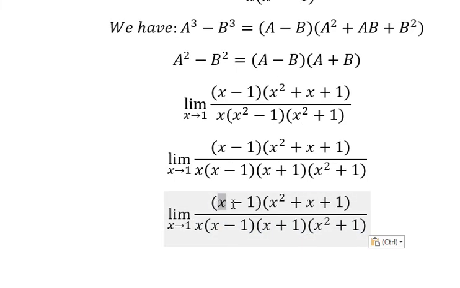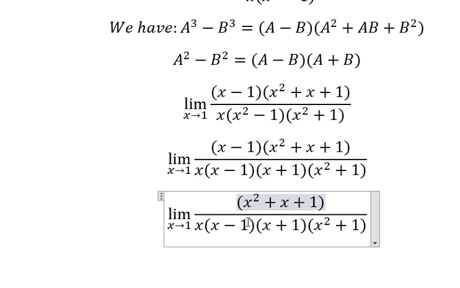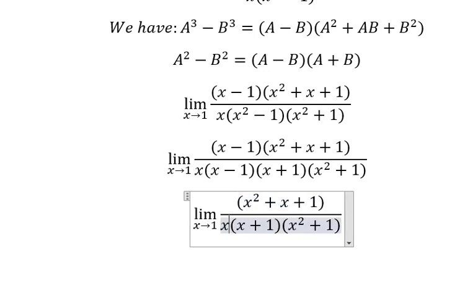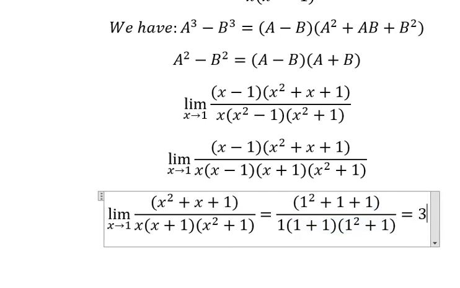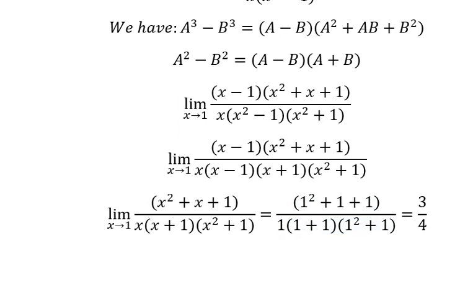Now we need to simplify x minus 1 on the numerator and denominator. And now we can put number 1 going here, here, here, here, and here. So we have the final answer. So we have 3/4. This is the end.